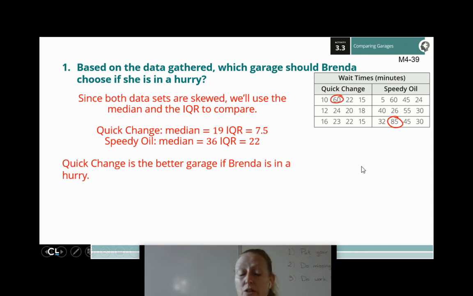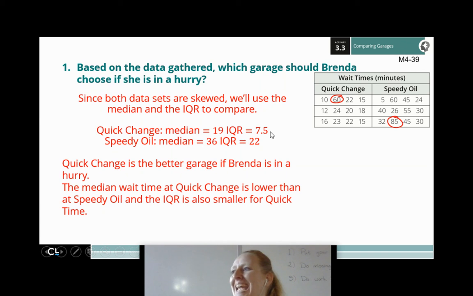Now, I don't know if they do a better job. I just know they're faster. There can be other problems there, right? But if Brenda's in a hurry, Quick Change is the place to go. The median was lower and they were also more consistent, the interquartile range, they had less spread. Definitely the way to go.